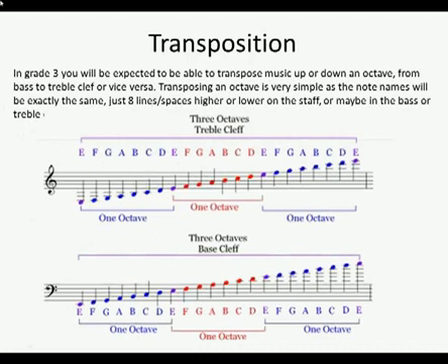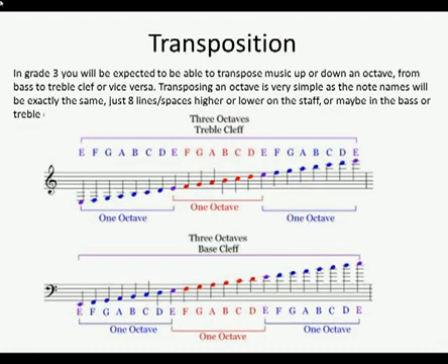Okay, transposition. In Grade 3, you'll be expected to be able to transpose music up or down an octave, and also maybe up or down from bass clef to treble clef. Transposing an octave is really simple. What transposing means is you are changing the pitch of either a passage or a note. So you're just changing the pitch, but essentially the passage should still sound the same, just at a different pitch. Transposing an octave is very simple, as the note names will be exactly the same.